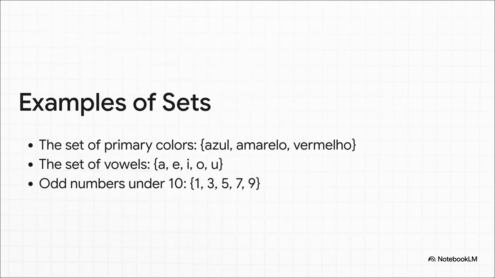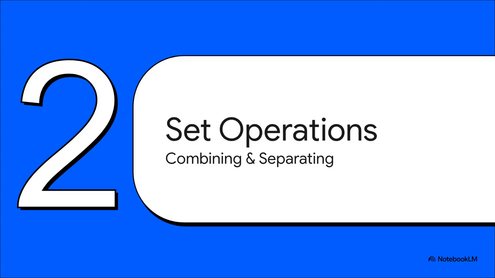And a set can contain literally anything. It could be the set of primary colors, and here you see them in Portuguese. Azul, amarelo, and vermelho for blue, yellow, and red. Or it could be the set of vowels, or the set of odd numbers less than 10. It's really just a super precise way to define what's in a group and what's out. But just putting things into groups isn't all that exciting. The real power comes when we start doing things with these sets. And these simple operations are exactly what we need to crack our survey code.